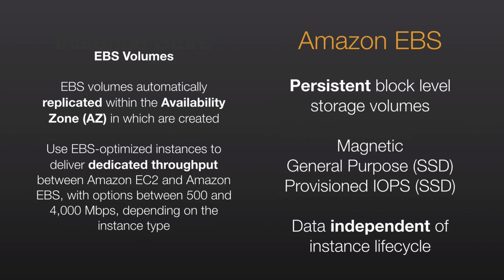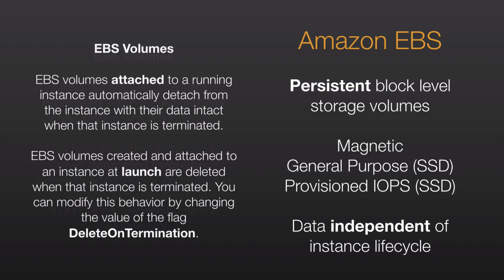Here we're replicating volumes automatically within the availability zone, so we're providing for good durability of volumes, and you can use them in conjunction with EBS optimized instances to deliver dedicated throughput between EC2 and EBS volumes. There are options there for between 500 megabits per second and 4,000 megabits per second, depending on your instance type. So you can drive really significant performance through these EBS optimized instances in conjunction with EBS volumes. And the lifecycle, again, is something which you need to know about. So EBS volumes attached to a running instance automatically detach from that instance with data intact when the instance is terminated.